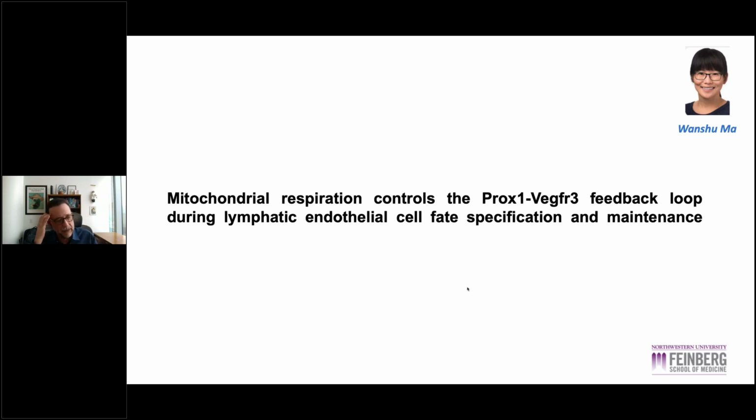But basically what Wenshu has now shown is that the microenvironment of these migrating lymphatic progenitors is regulating mitochondrial respiration, which is absolutely critical to control this feedback loop and to determine when to shut it off, and basically when there is no more specification and no more migration of lymphatic progenitors. As I said, hopefully this will be published very soon.